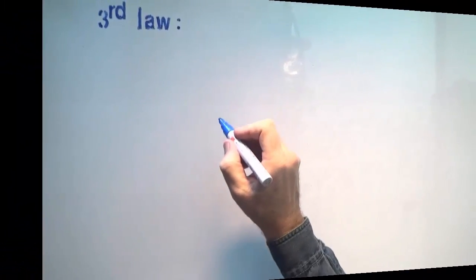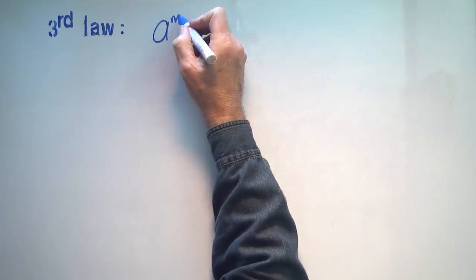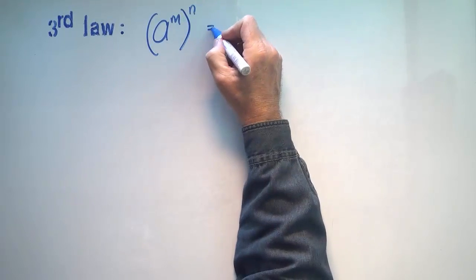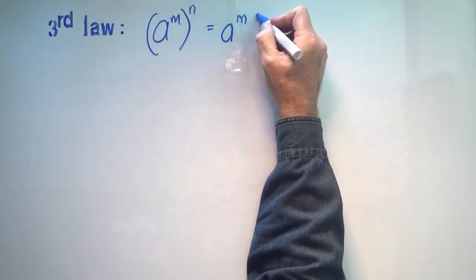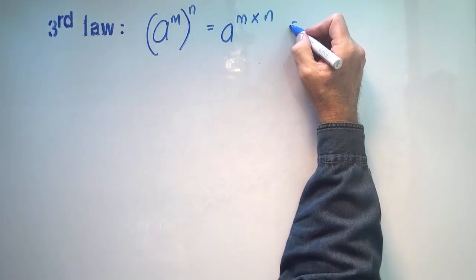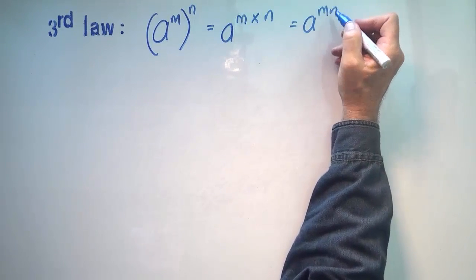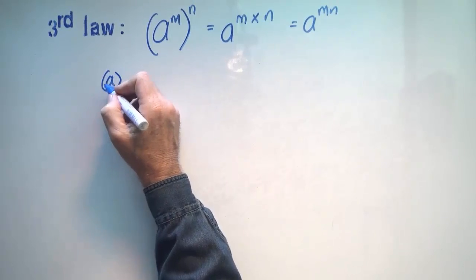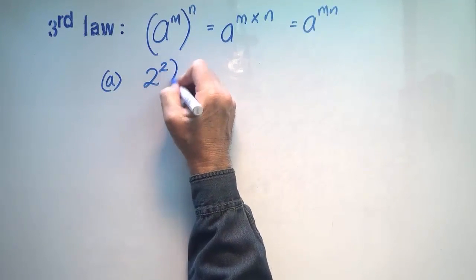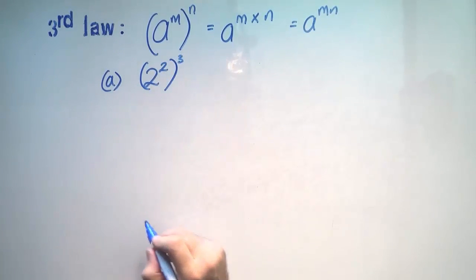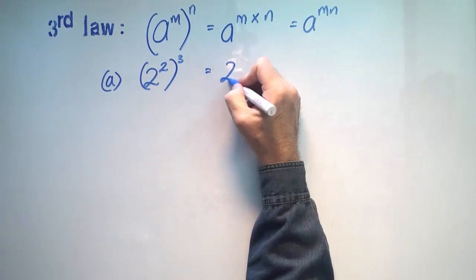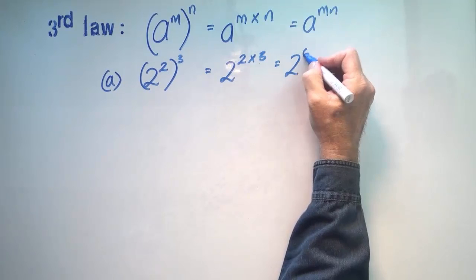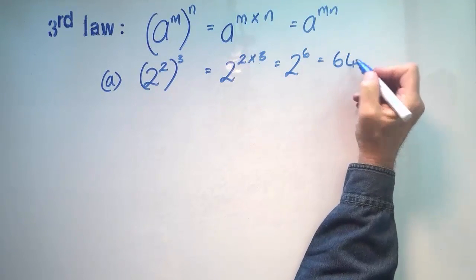Move on to the third law, which is a to the m raised to the n. This is a power raised to a power equals a to the m times n, or just mn. For example, 2 squared raised to the 3rd power. Well, that will be 2 to the 2 times 3 equals 2 to the 6th power equals 64.